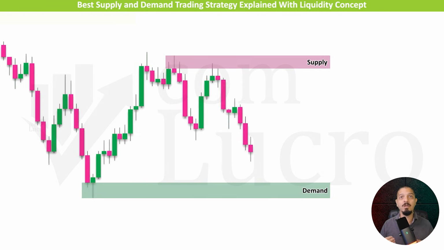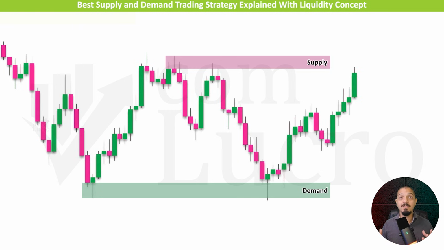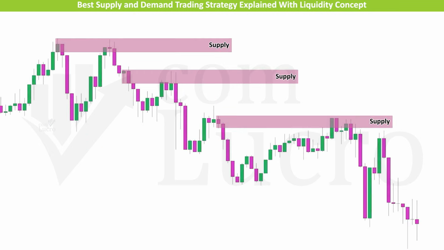When price returns to a supply zone, sellers may become active again, increasing the probability of another move lower. Likewise, when price revisits a demand zone, buyers may re-enter the market and push price higher. In simple terms, demand zones function as potential support, while supply zones act as potential resistance. They highlight areas where price is more likely to react instead of moving randomly.